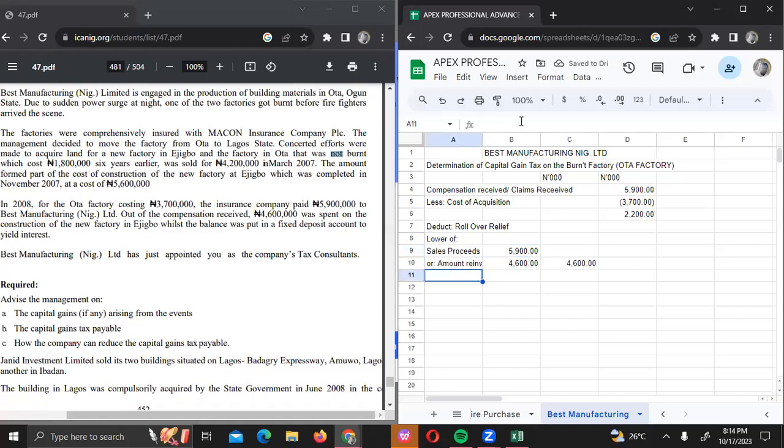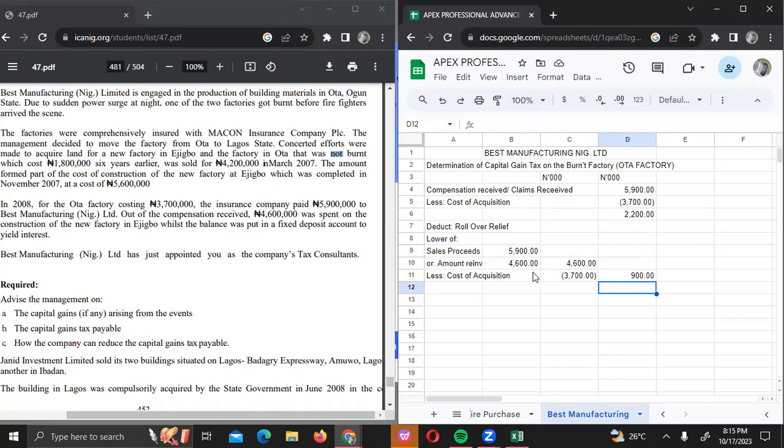Then let's take the cost of acquisition. How much is the cost of acquisition of that asset? 3,700. Do you understand? So it means the amount that will be rolled over will be 4,600 minus 3,700. So that's 900. In this case, because this 900 is lower than this, then there is a partial rollover relief.